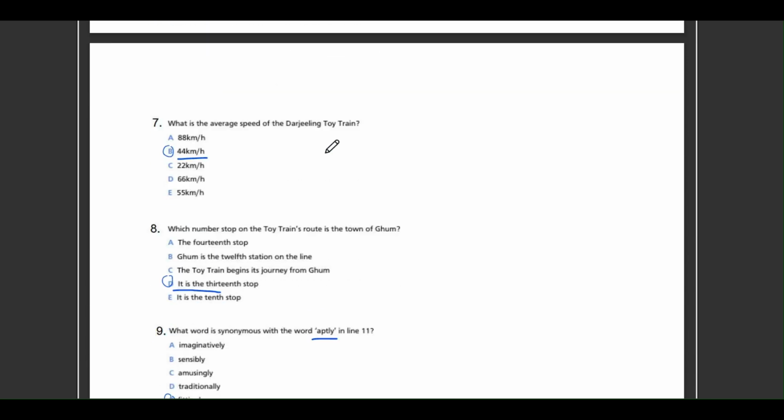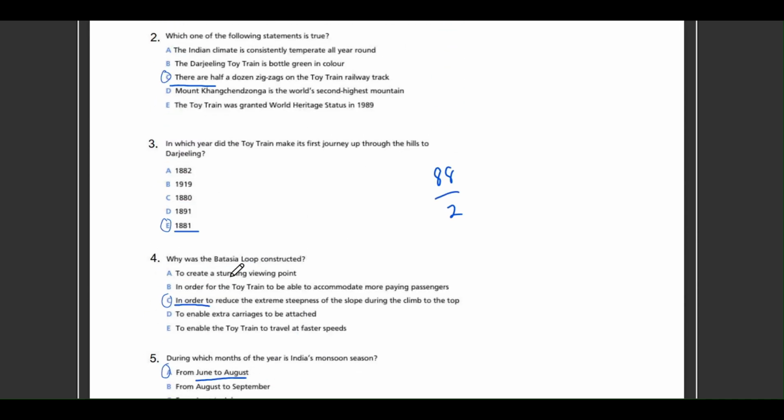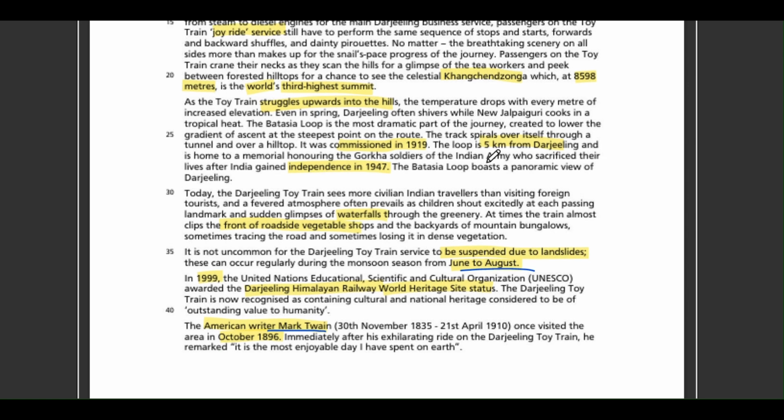Question 11. How far from Darjeeling is the Gorkha Memorial? Is it A, 15 kilometers, B, 5 miles, C, 15 miles, D, 5 kilometers, or E, 500 meters? The correct answer is D, 5 kilometers. Line 28 tells us the loop is 5 kilometers from Darjeeling. So the distance is 5 kilometers.